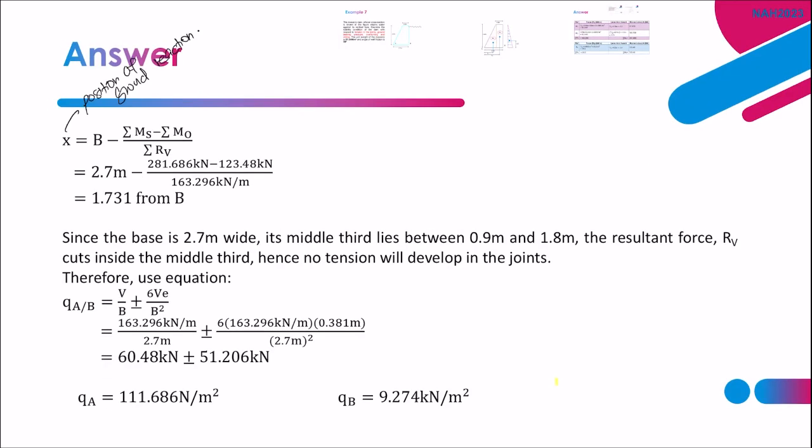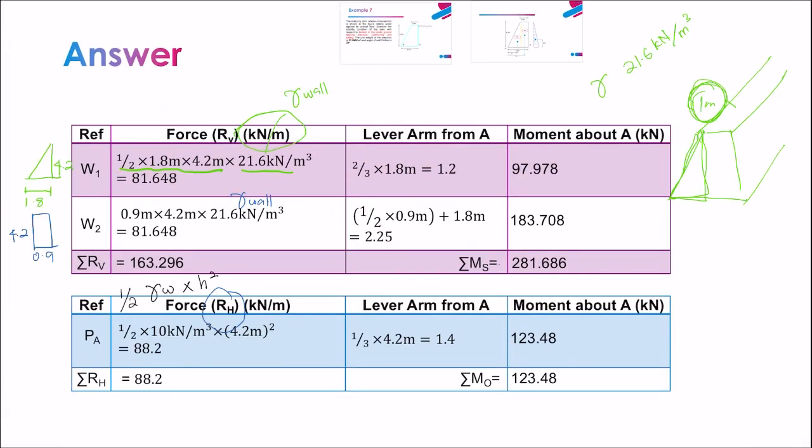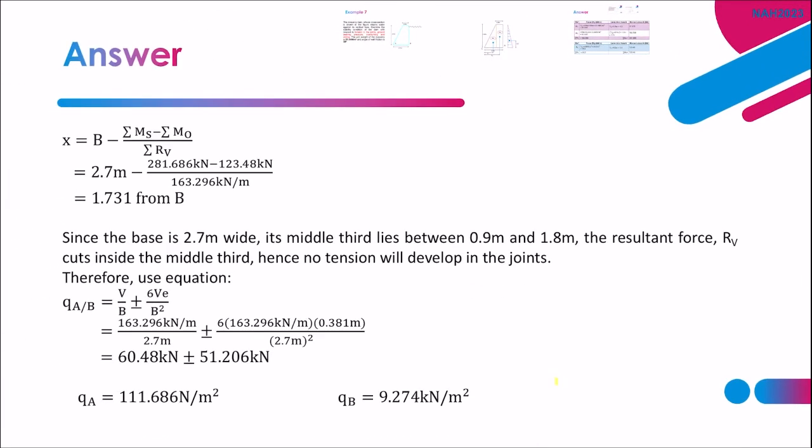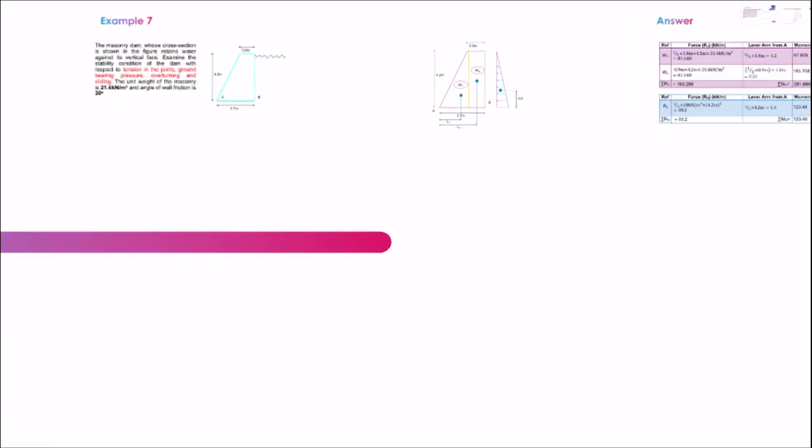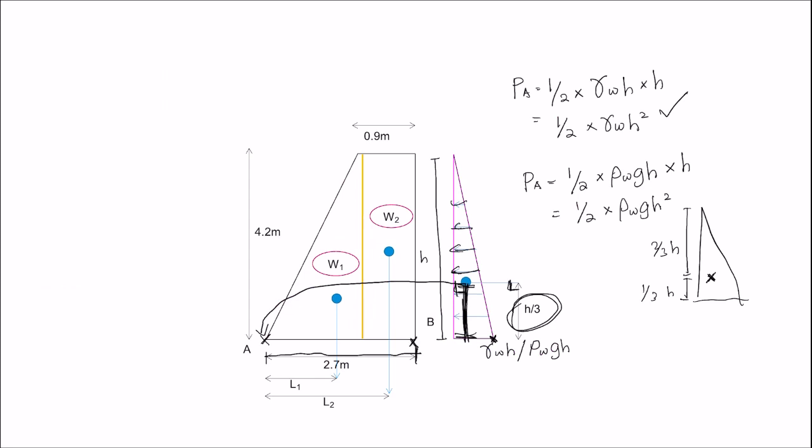2.7. And we have the stabilizing moment, which is here, 281.686, the overturning moment 123.48, and the total vertical forces 163.296. Just fill them into our formula here, and I get 1.731 from point B. So where is point B? It is here. So the position of ground reaction X is here.